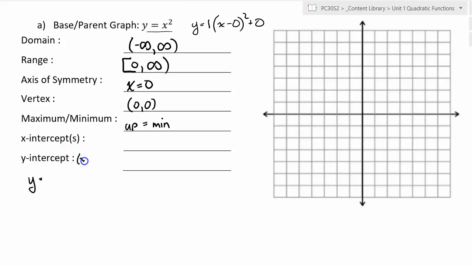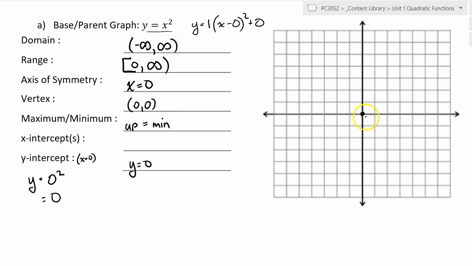Y-intercept means that x is 0. And so we go 0 squared, which is 0. So y equals 0 is my y-intercept. X-intercept, let's play this by ear. So vertex is at 0, 0.